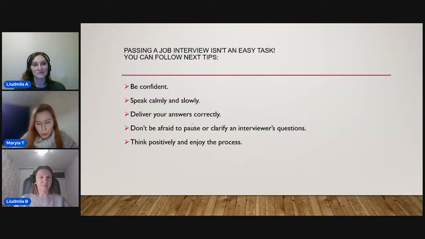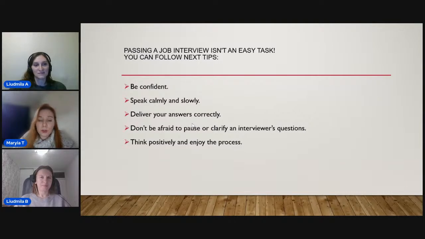Okay, and a few words about the interview. Let's imagine that you are in the interview. Be confident. Stay in a good mood. Speak calmly and slowly. Try to answer correctly. It's a good variant if you answer in 4-5 sentences, because it sounds more friendly, and I understand that you are open for future communication.